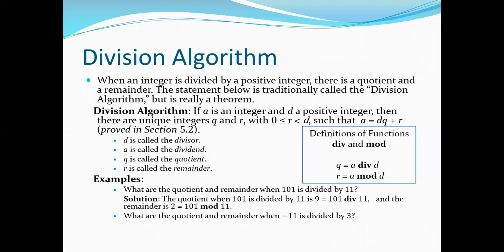Okay, so we're going to use a div d. So we have 9. Then 101 mod 11, we have 2. So that will be the result. Quotient is 9, r is 2. But how about negative 11 divided by 3? So we're going to divide 3 into negative 11. So what will be the result of d and r?